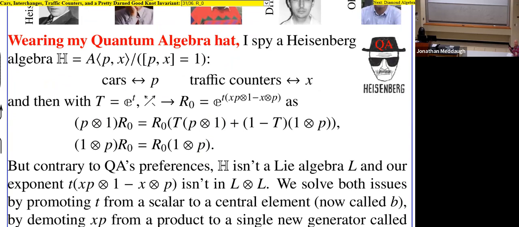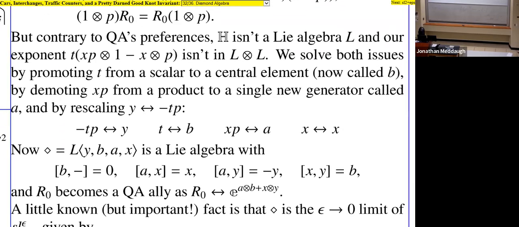And the Heisenberg algebra is not a Lie algebra, because the commutator of X and P is one, and one is a scalar, not an algebra element. Also, the thing being exponentiated here is not linear tensor linear, it's quadratic, it's more complicated. But then you can massage it, and I'm running out of time, so I will not tell you more about it, but you can replace the Heisenberg algebra by a Lie algebra by giving names to various things.